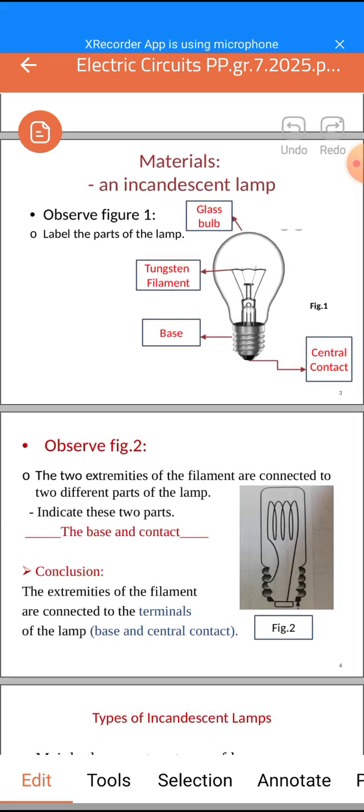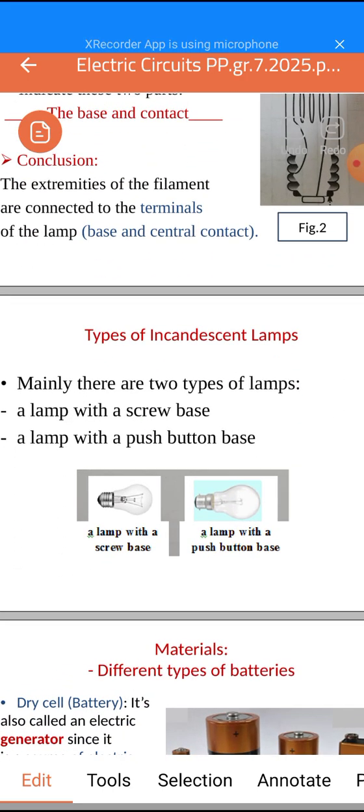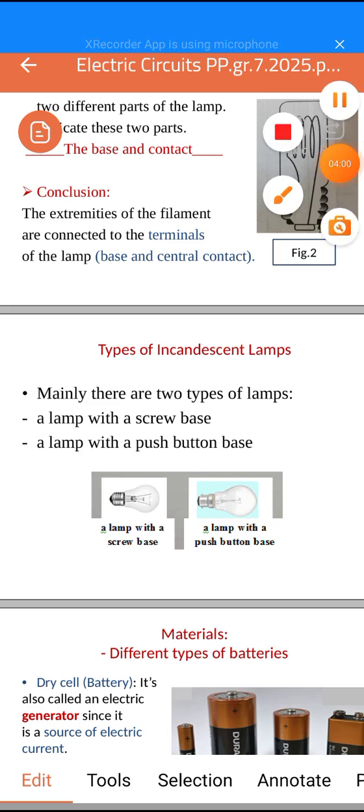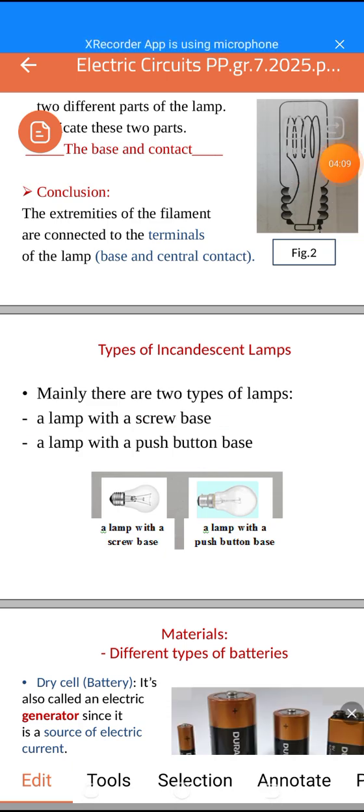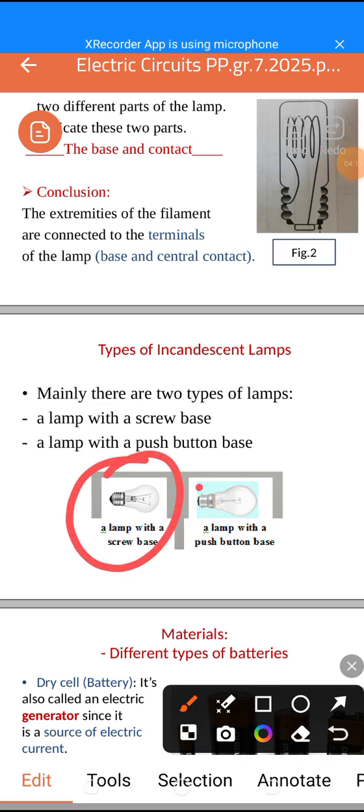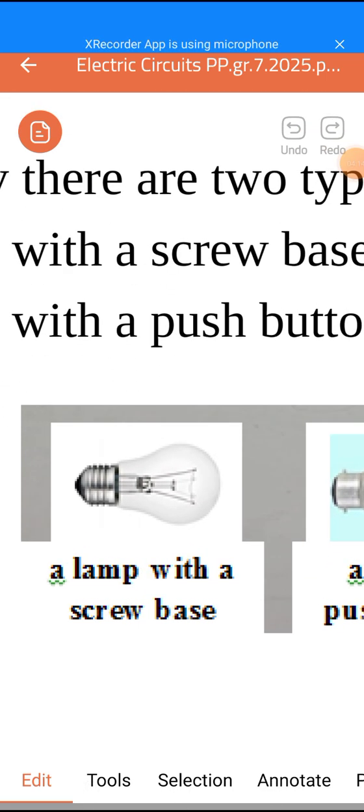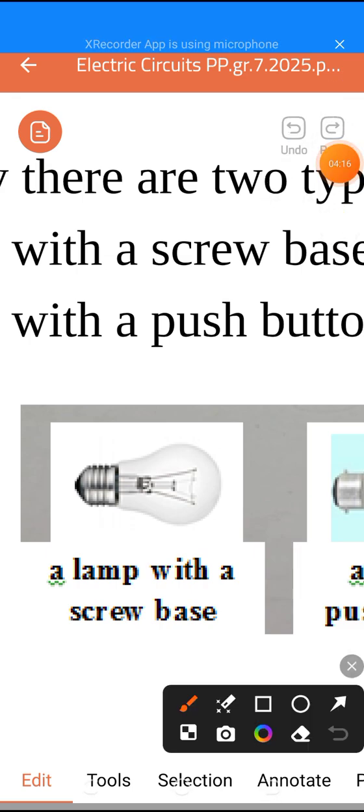Now, we're going to take the types of the incandescent lamp. The incandescent lamp has 2 main types. A lamp with a screw base, like this picture. Look at it carefully. Look at the base. Here is the base. It's like a screw. We have to rotate it in order to fix it in its socket.